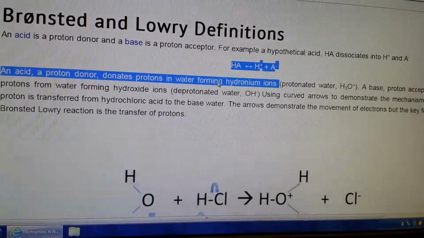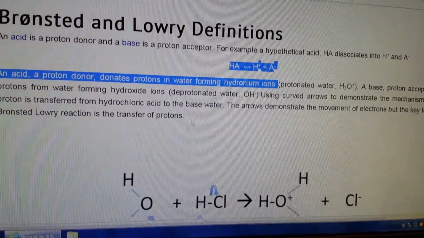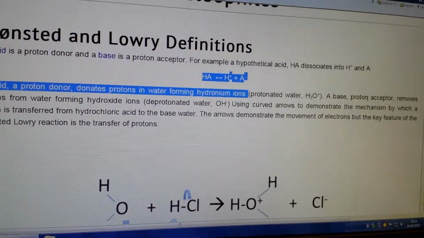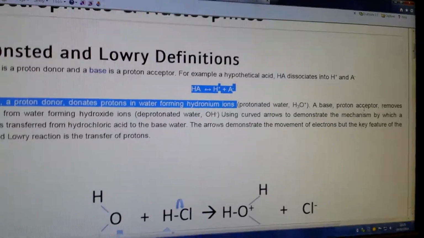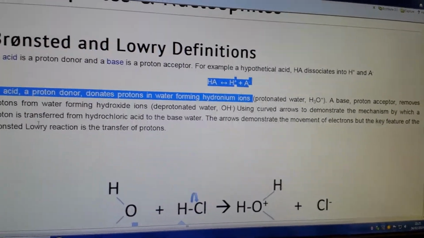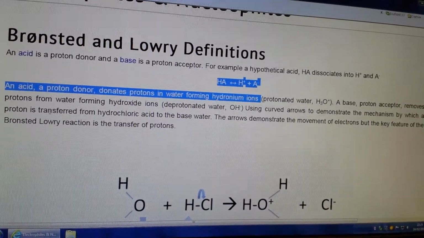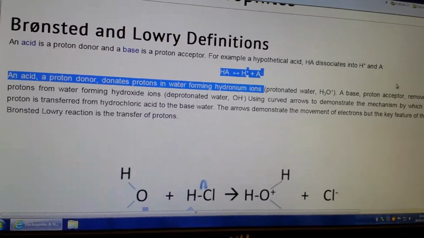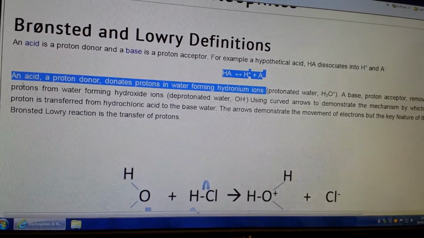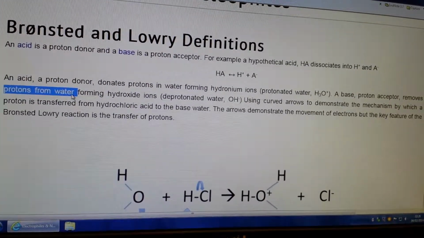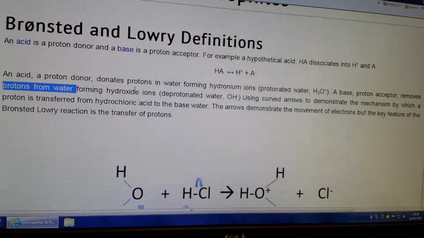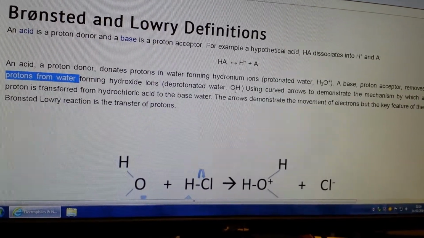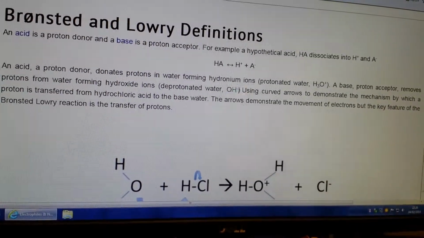So an acid, a proton donor, donates a proton in water, forming hydroxonium ions, protonated water, H3O+. A base, a proton acceptor, what does it do? It removes protons from water, forming hydroxide ions. Deprotonated water, OH-. This is deprotonated water, OH-.